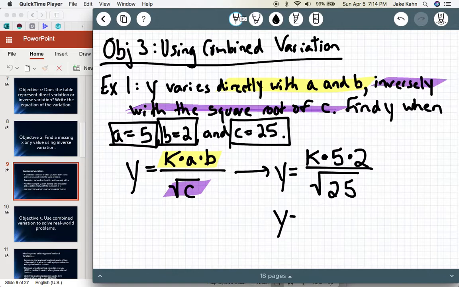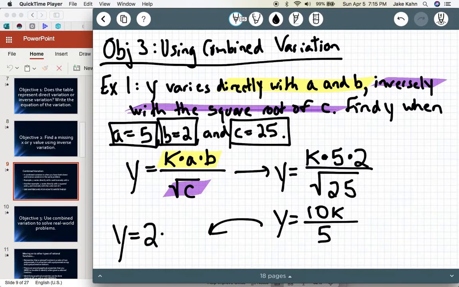Y is equal to 5 times 2 on top is 10k. On the bottom, square root of 25 is 5. 10 divided by 5 is 2, which means, I'll write my final answer over here, y is equal to 2 times k. And that's our final answer for what y is equal to under those circumstances.